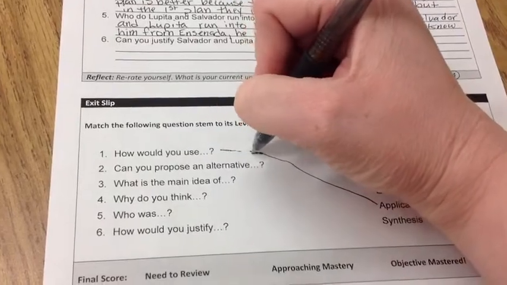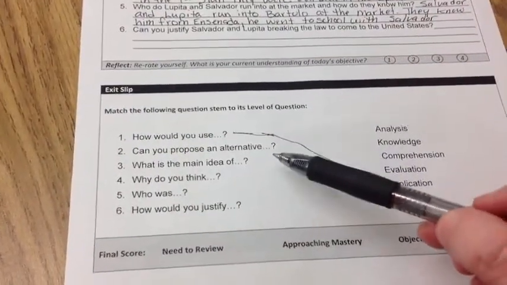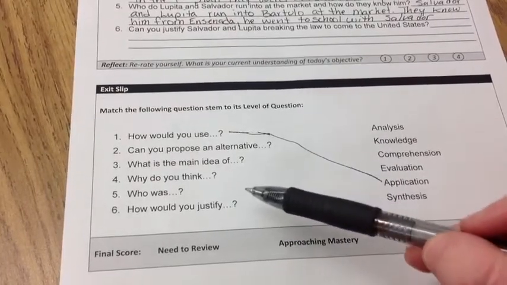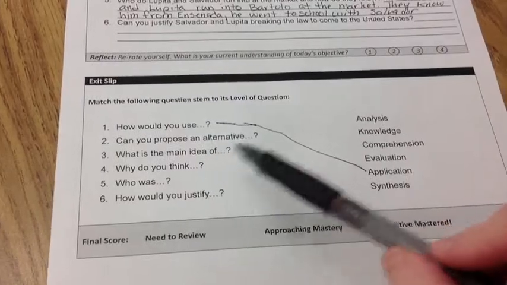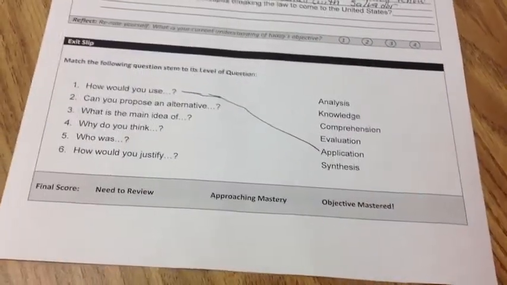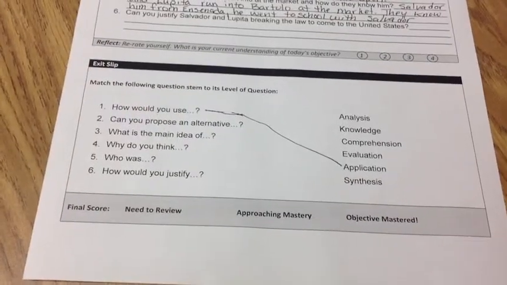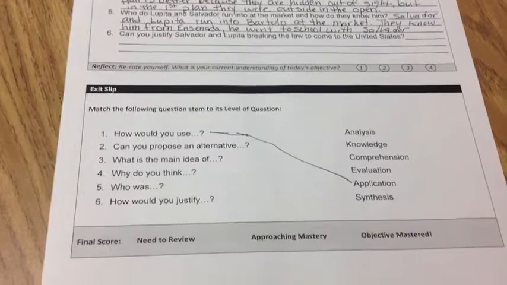The next 5 you're going to do on your own. Can you propose an alternative? What is the main idea of? Why do you think? Who was? And how would you justify? Please match each of these with the level of question they would be asking. Once you're done with this, you're ready to turn in your lesson and get ready to leave the class. Great job.